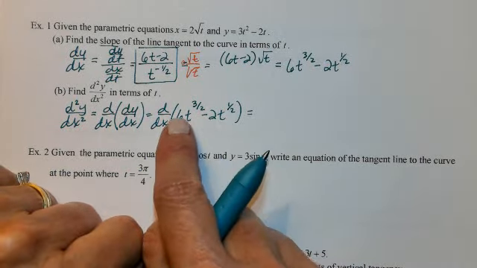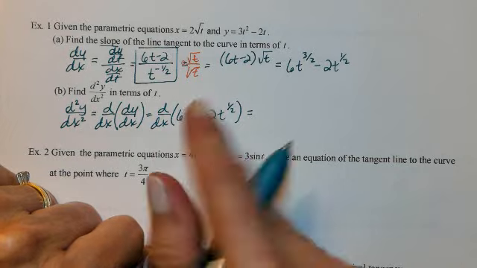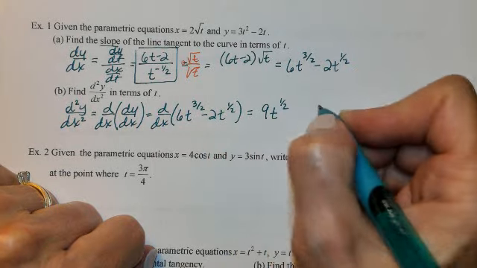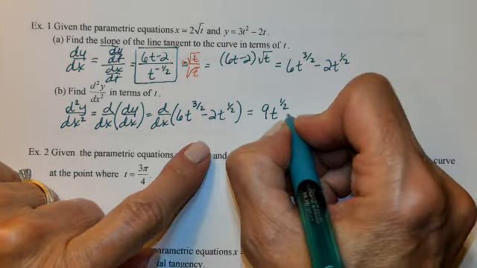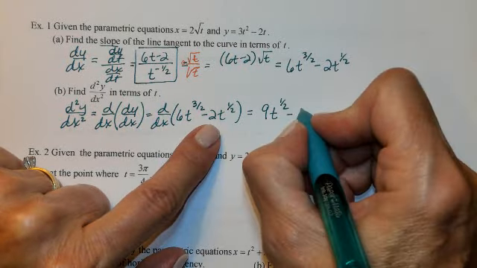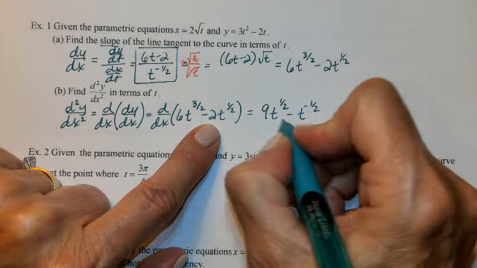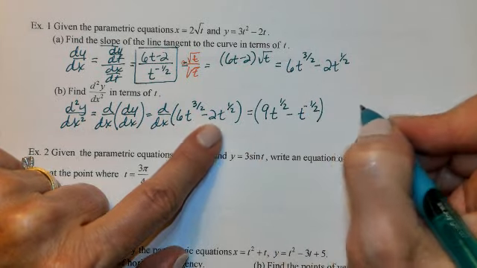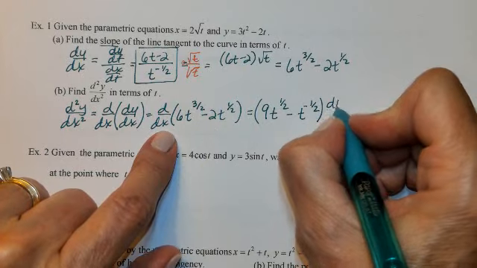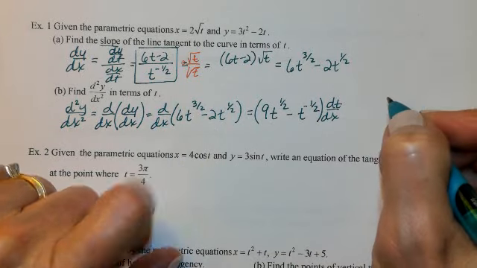So 3/2 times 6 is 9. That's 9t to the 1/2, okay? Minus 1/2 times 2 is 1, t to the negative 1/2. So that's the derivative with respect to t. And now we just multiply by dt/dx.